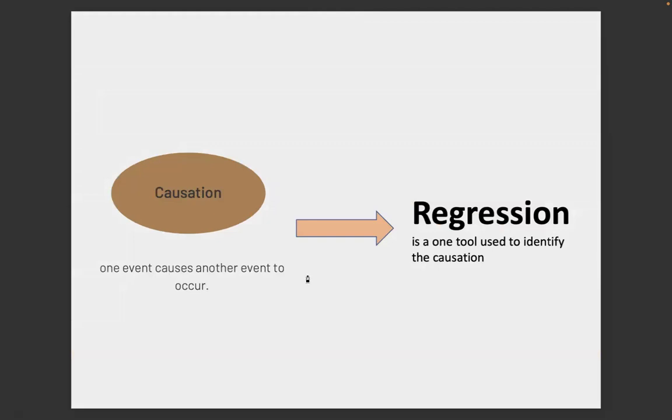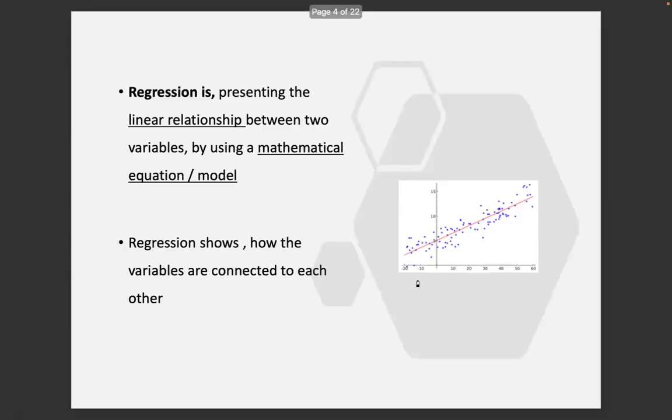Now, to calculate this causation as a coefficient, where one event causes another event to occur, we can calculate the regression. Causation is the place where regression comes to the topic. Regression is one tool used to identify the causation. That's what it is.